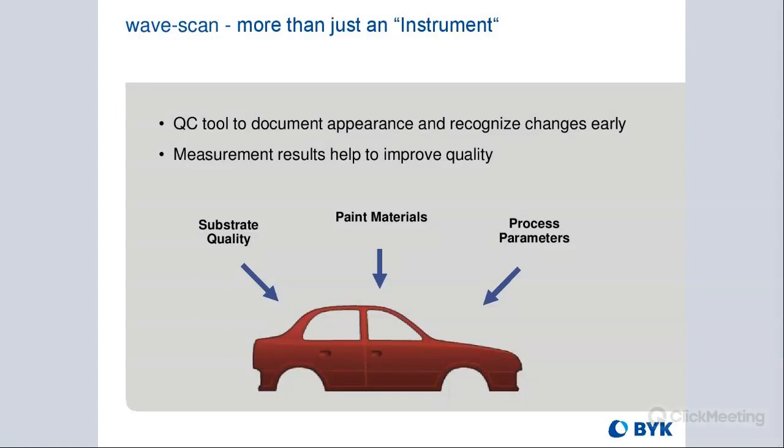The Wavescan is a QC tool, of course, to make sure that your production is consistent, but it can also help in various ways along the entire production process, and it can be used as a development and R&D tool as well, because it can help you measure things like the substrate quality, the paint materials themselves, and the process that you're using, and all those things are going to influence the final look of the surface.